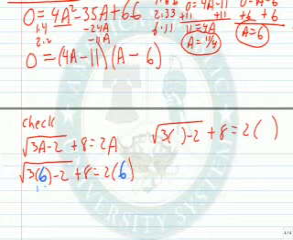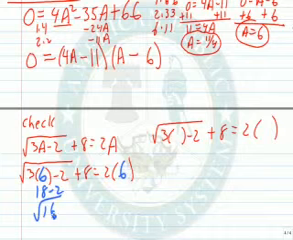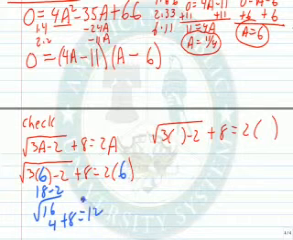3 times 6 is 18. 18 minus 2 is 16. The square root of 16 is 4. 4 plus 8, 2 times 6 is 12. So this one works. A equals 6 is a solution.